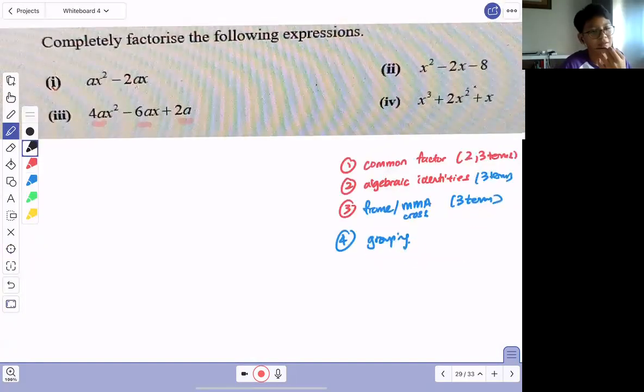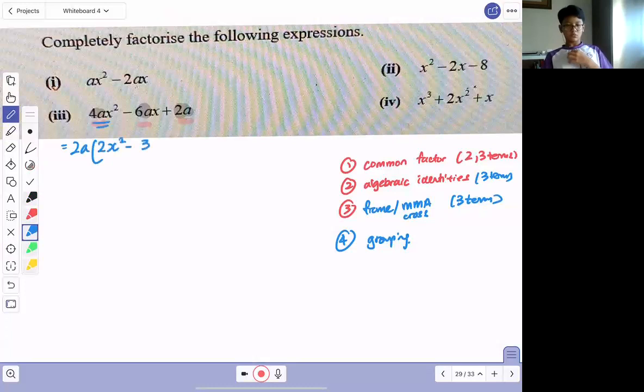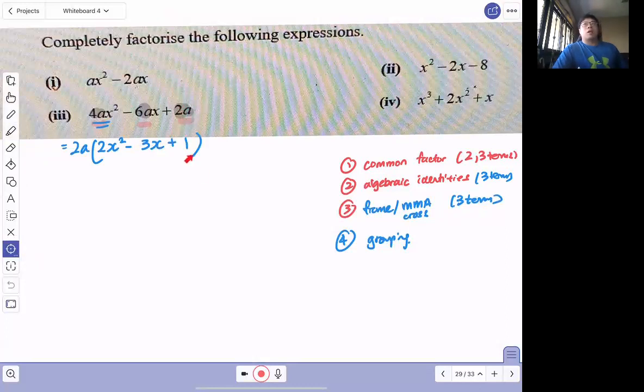2A for all, very good. So we can take out a 2A. The moment I pull out a 2A, what am I left with? I'm left with a 2x squared, I'm left with a 3x, I'm left with a 1. Do remember that when you pull out a 2A, it doesn't become 0, it becomes a 1.